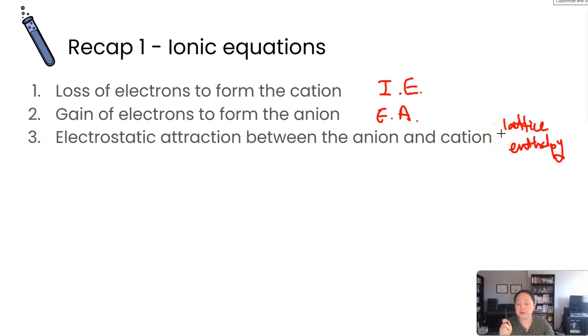So in Born-Haber cycles, reactions are going to be happening. In the past slide, I talked about the formation of ionic compounds. So you're probably going to have to use all of these values in some way or another.